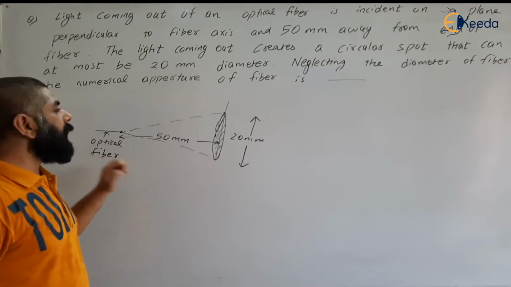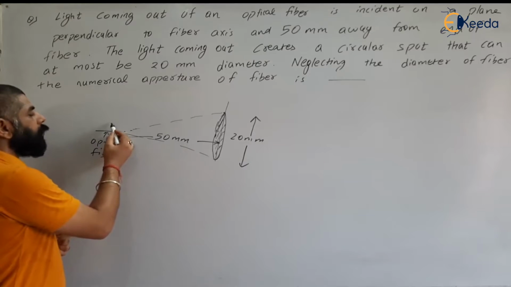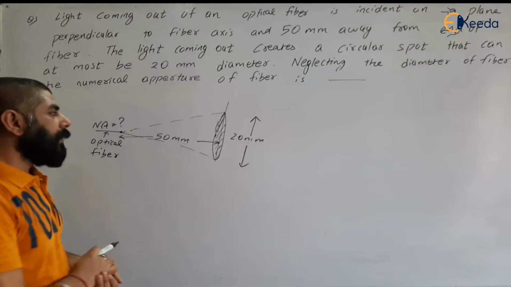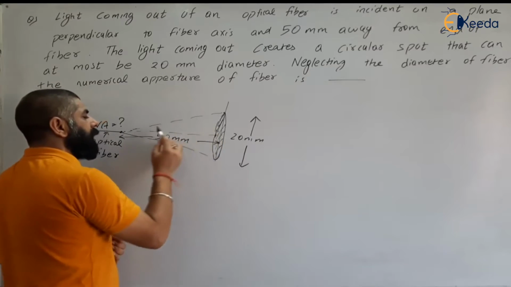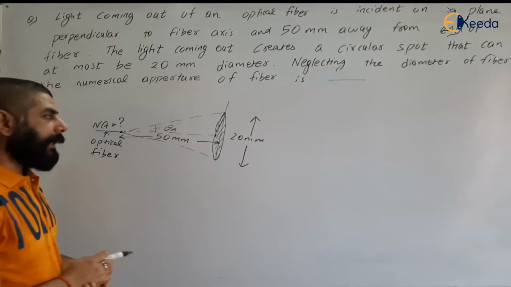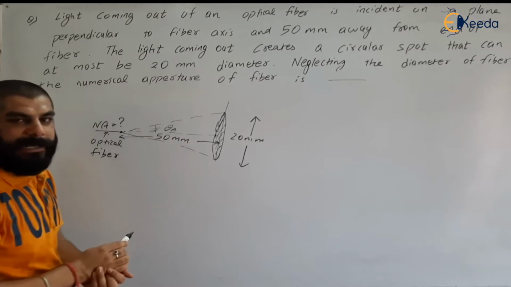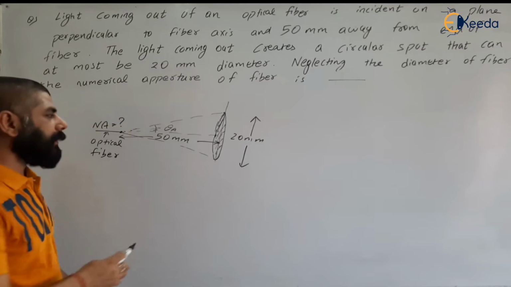Now, neglecting the diameter of the fiber, the question asked is the numerical aperture of this optical fiber. We are given this information. See, from this information we can calculate this angle. What is this angle called? Acceptance angle, right? So if we calculate this angle, this is the acceptance angle, and from the acceptance angle we can calculate the numerical aperture.